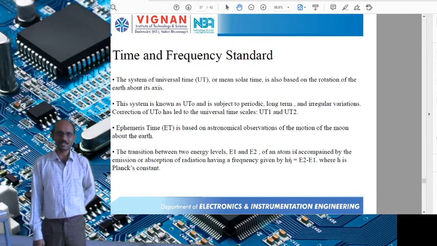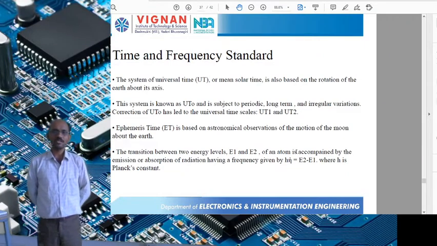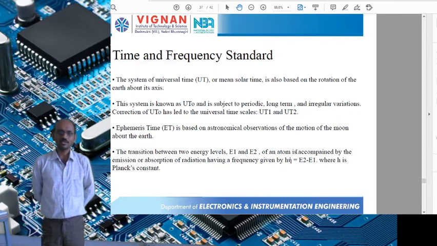This time is the mean solar time, also called universal time. The mean solar time or universal time is also defined by the rotation of the earth around the sun. This universal time or mean solar time has some drawbacks. We can overcome those drawbacks by using another notation called the ephemeris time. It is based upon the rotation of the moon around the earth.